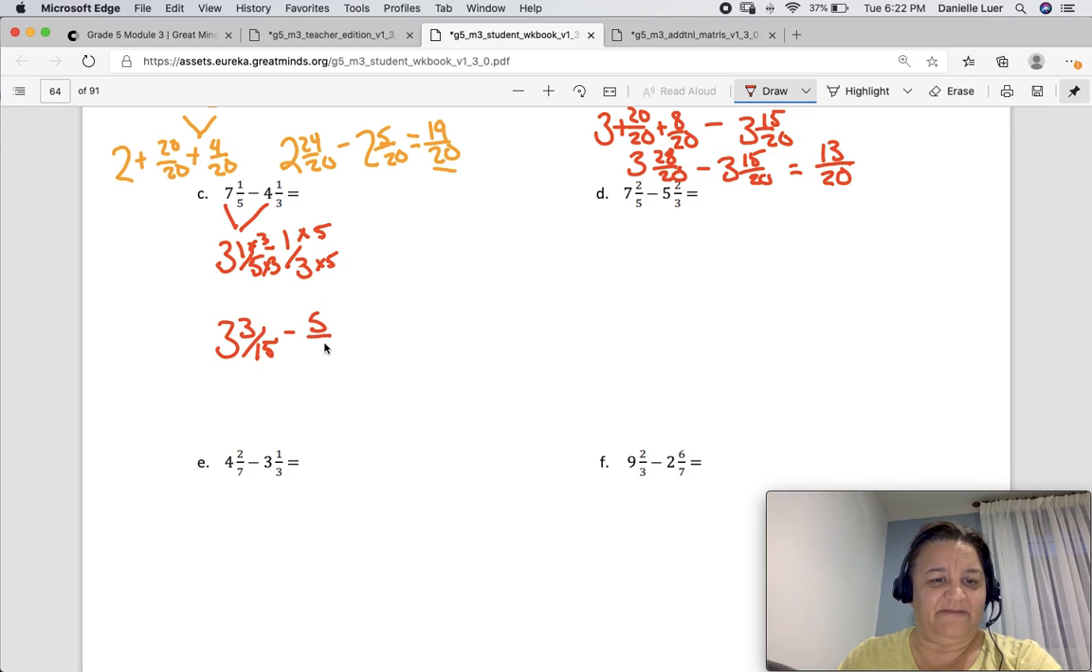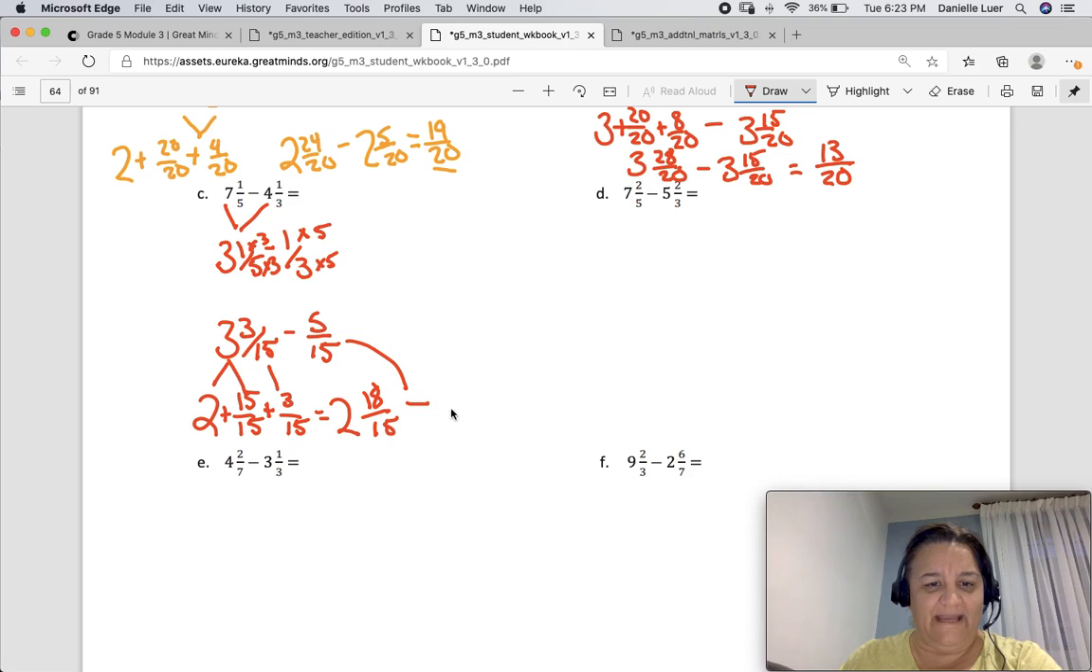minus 5/15. Now I can borrow 2 plus 15/15. That equals that. Then I have to bring this down, 3/15. Okay, now all of that equals 2 and 18/15. Now I bring this over here, minus 5/15 equals 2 and 13/15.